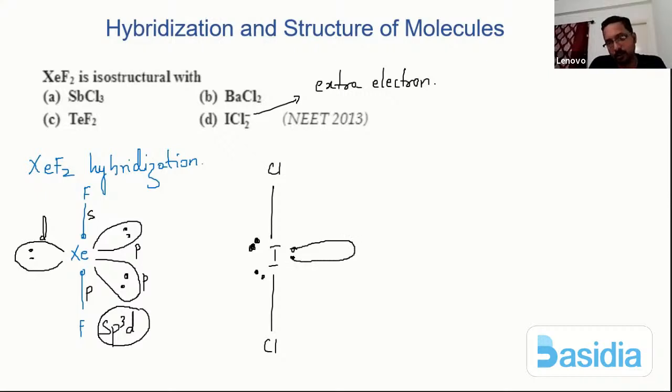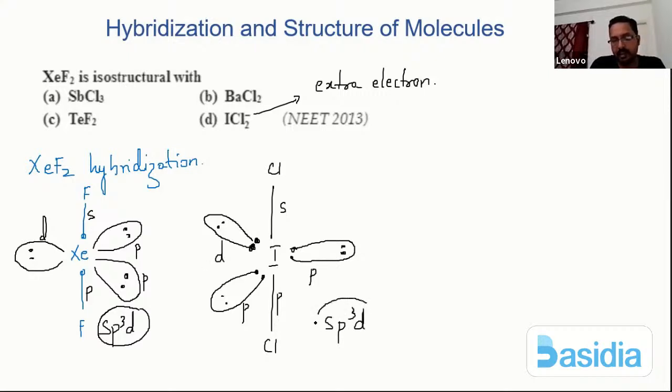So let me say this is your one lone pair. Let me say here is another lone pair, and here is another lone pair. So the lone pairs are what you see over there. Again, what is its hybridization? If you say this is your S, and then P here, and P here, and D here, the hybridization is going to be sp3d hybridization, correct?